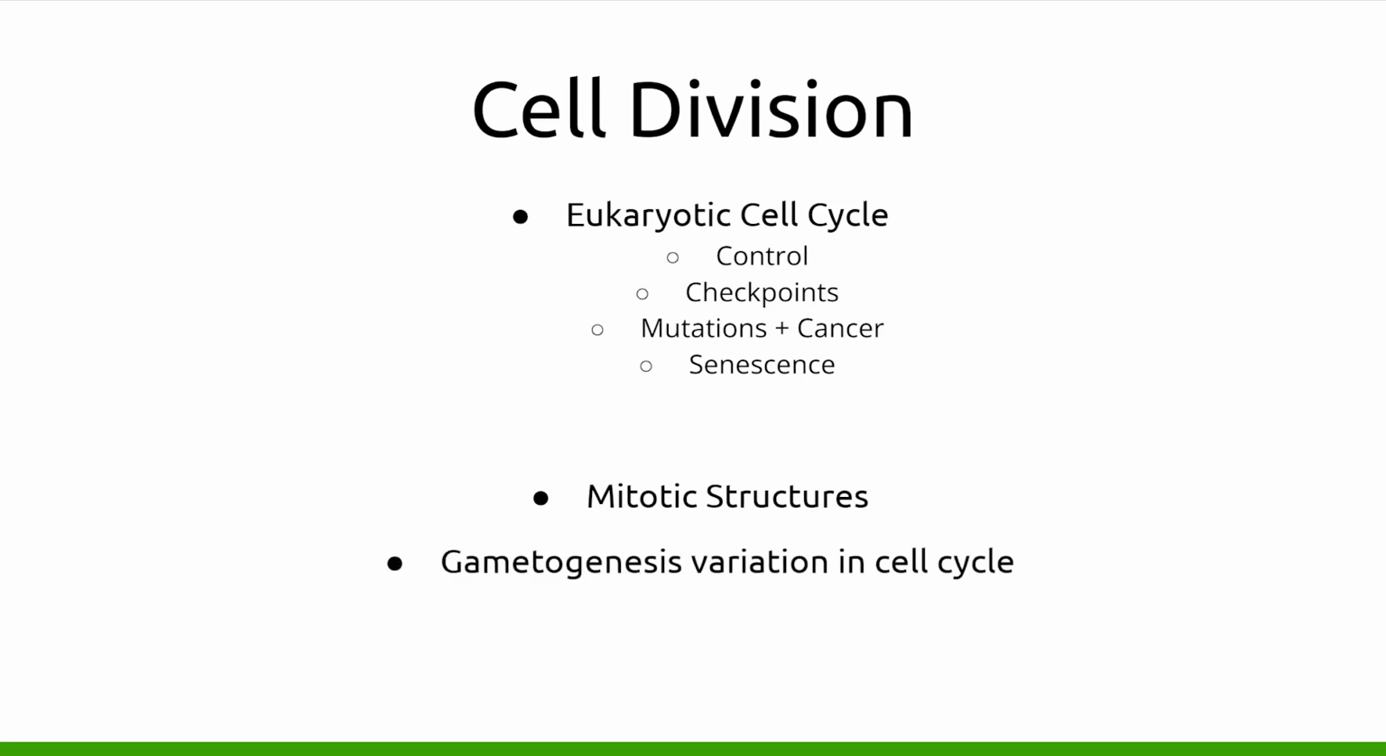And then how gametogenesis, or the meiosis, where you're going to be making gametes, sperm and egg cells, how that's going to be different in a cell cycle when you're making sperm and egg cells. So what cell cycle differences are you going to have when making sperm and egg cells, or gametogenesis? How is gametogenesis going to be varied in the cell cycle?